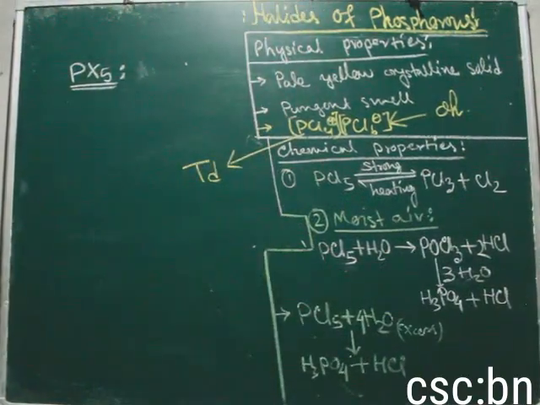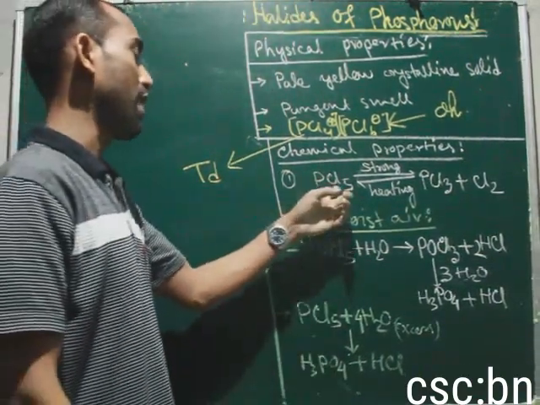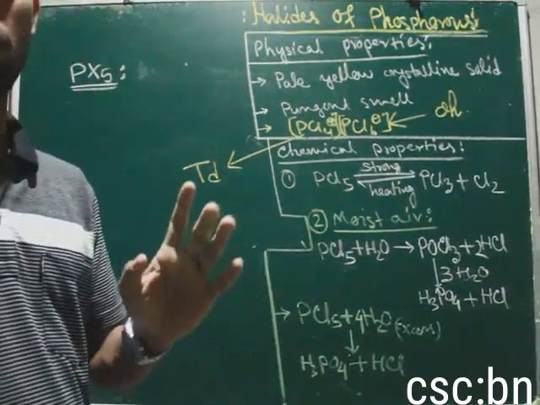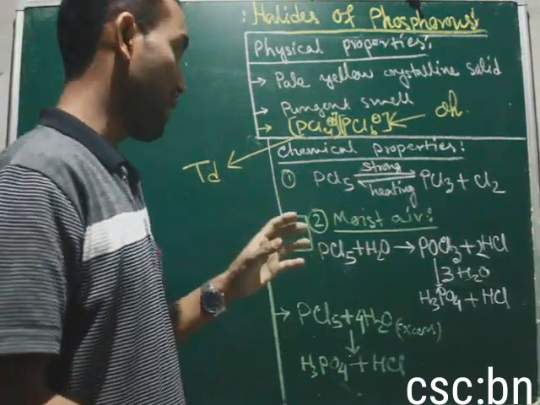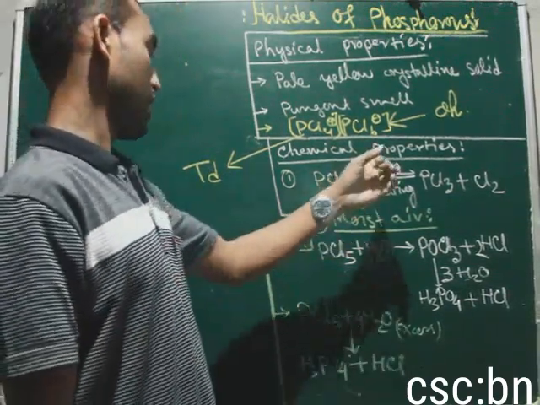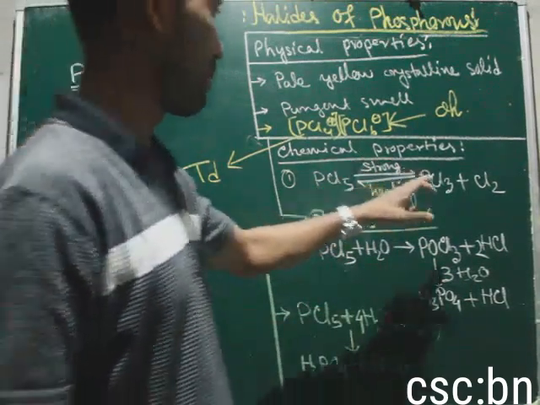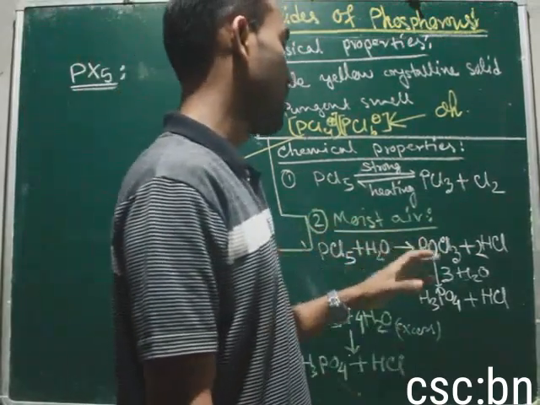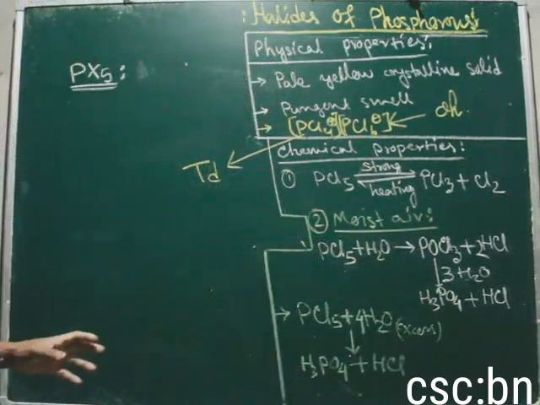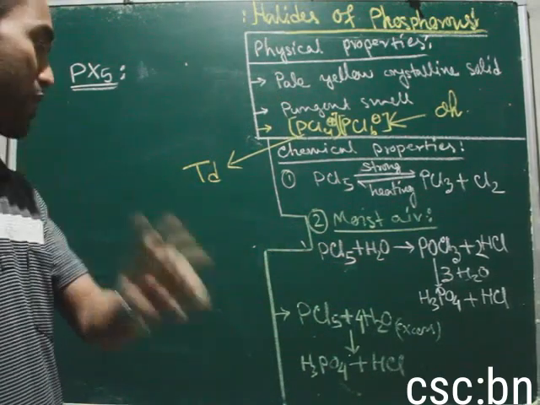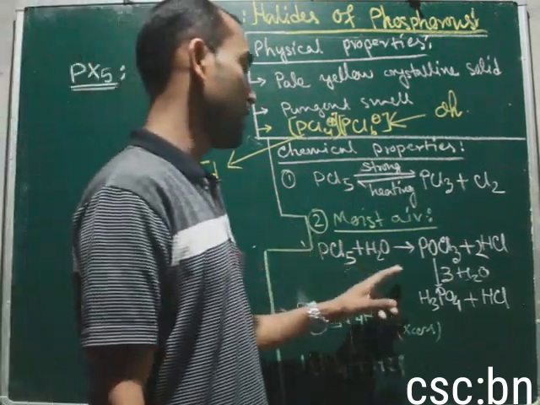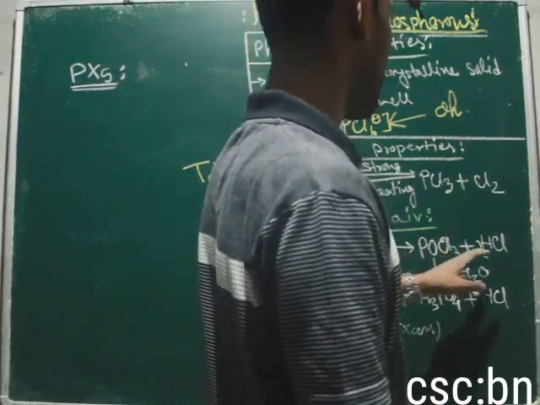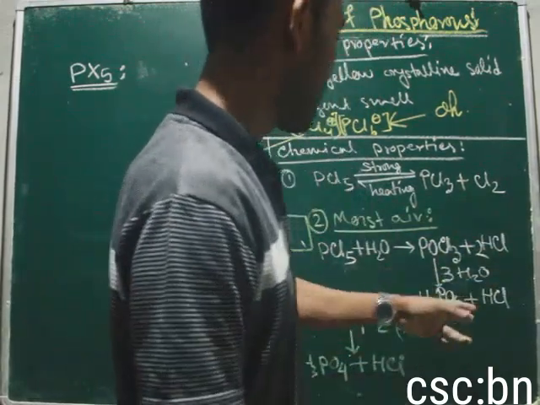Next are the chemical properties. If you heat PCl5 strongly, not slow or smooth heating, then it will form PCl3 and Cl2. Then it reacts with moist air, with water vapour in the atmosphere, in a two-step reaction. In the first step it will form POCl3, phosphorus oxychloride, and HCl. Then with another 3 H2O molecules it will form phosphoric acid plus HCl.